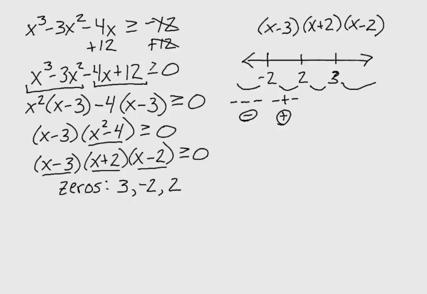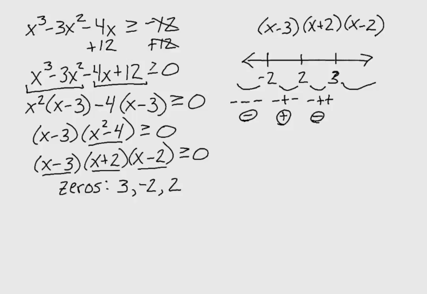I choose a value between 2 and 3, say 2.5. 2.5 minus 3 is negative. 2.5 plus 2 is positive. 2.5 minus 2 is positive. If I multiply a negative times a positive times a positive, I will get negative.